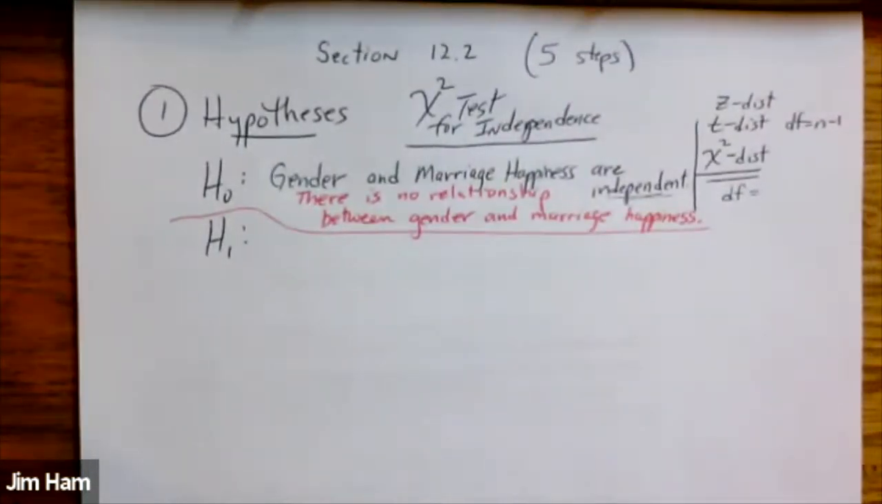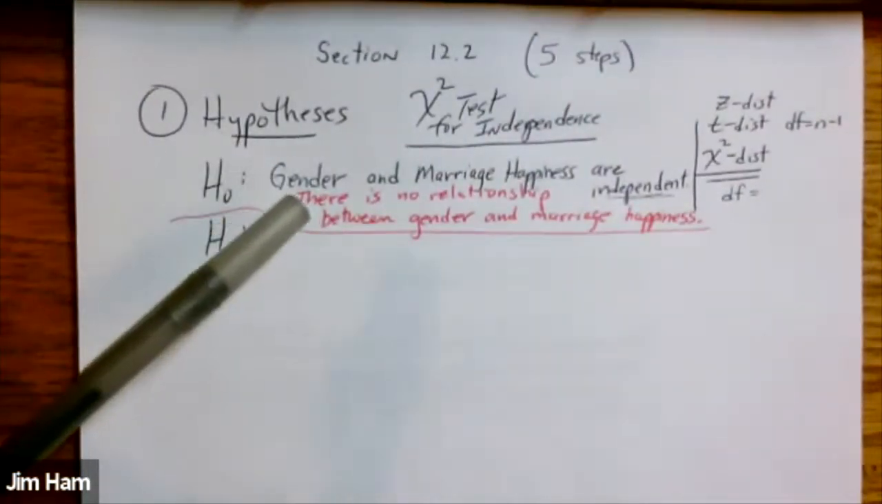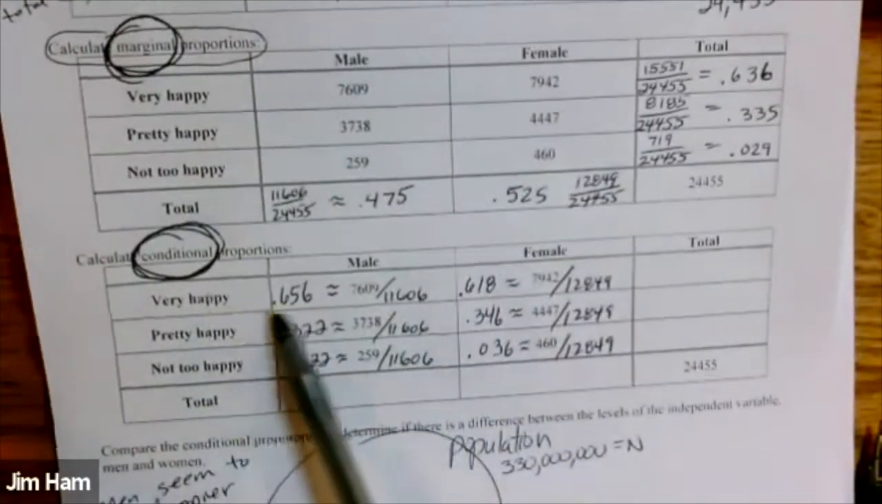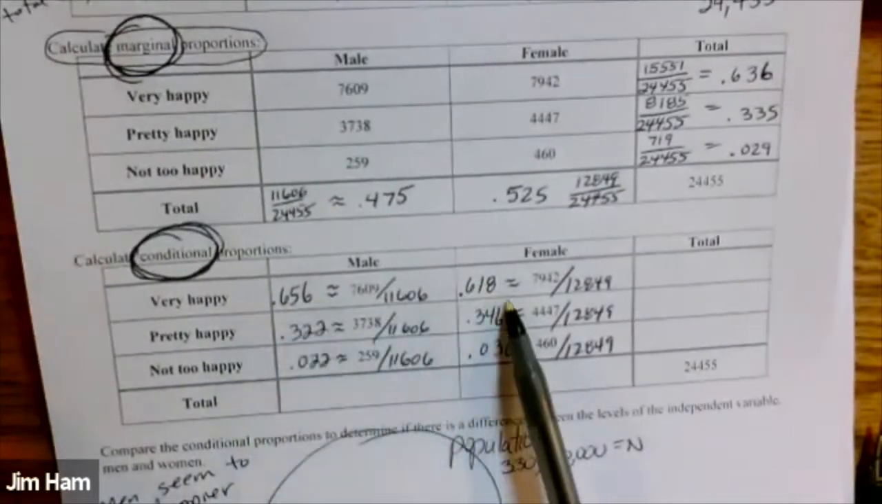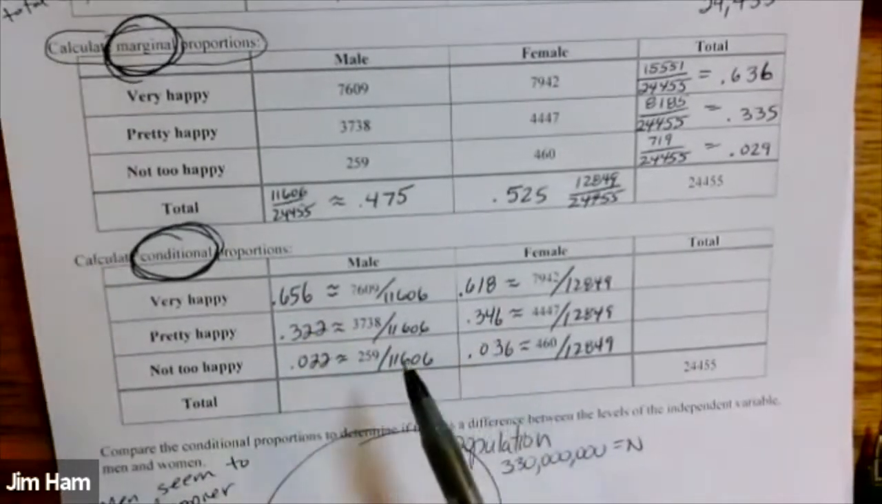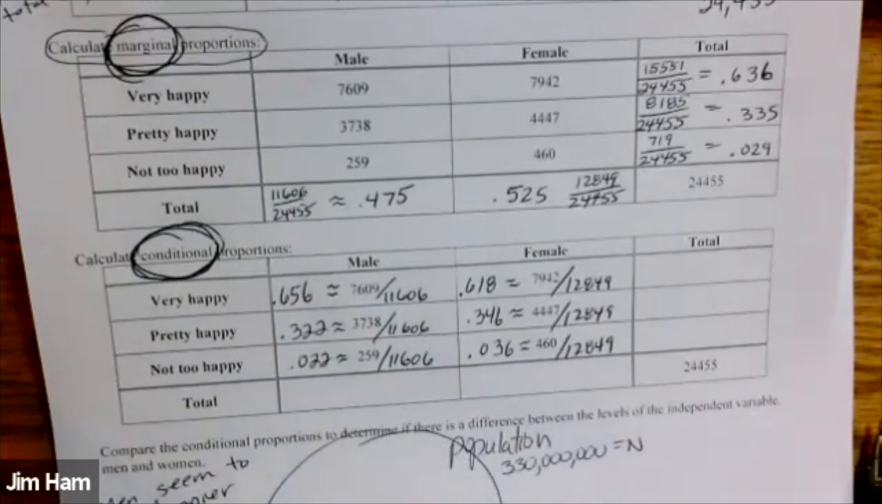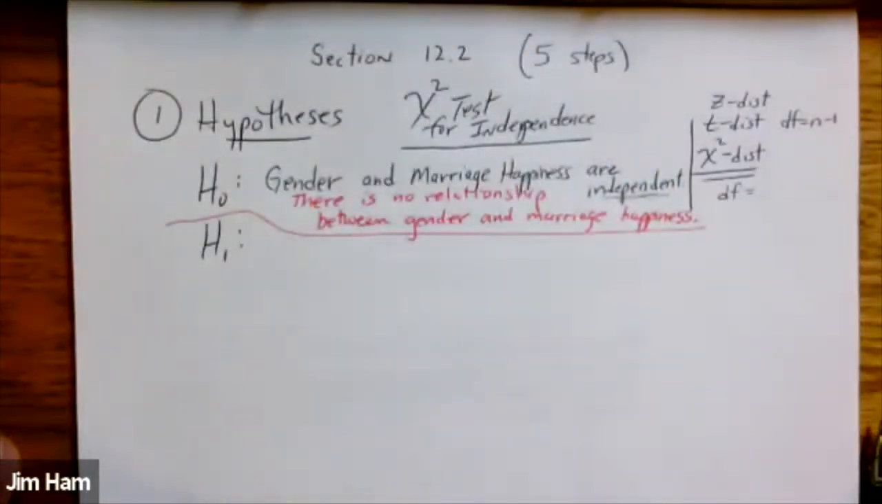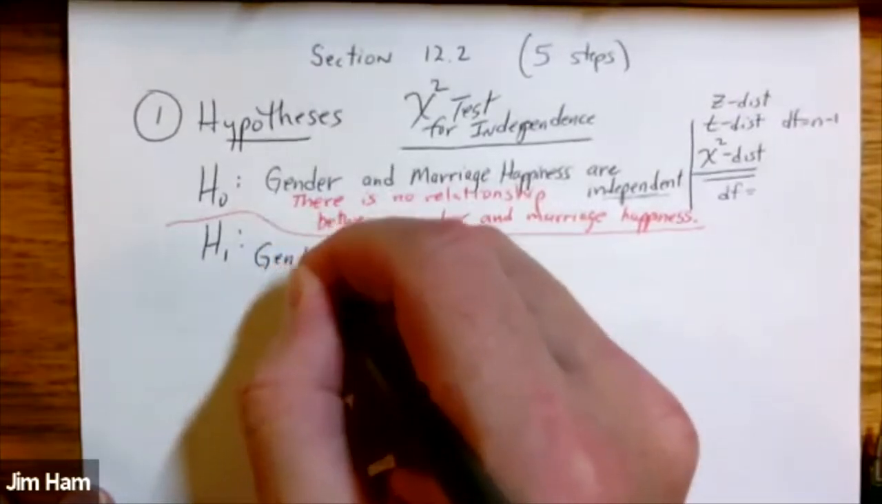If there is no difference between these two variables, then we would expect these conditional proportions here to be the same. We would expect these conditional proportions to be the same, and we would expect these conditional proportions to be the same if there's no difference, if the two variables are independent of one another. We see some differences, however. So we're going to run this test to see if those observed differences are statistically significant.